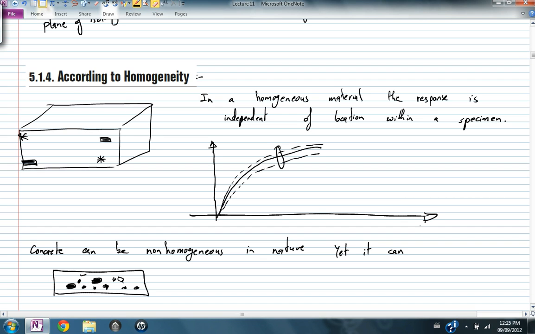So even though concrete can be non-homogeneous in nature, yet it can be considered homogeneous because average specimens behave the same.